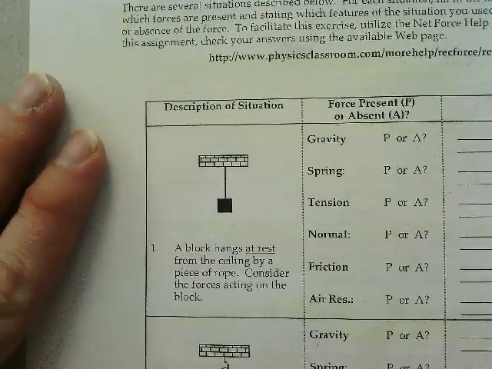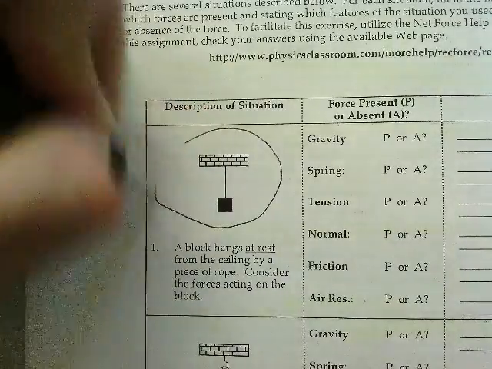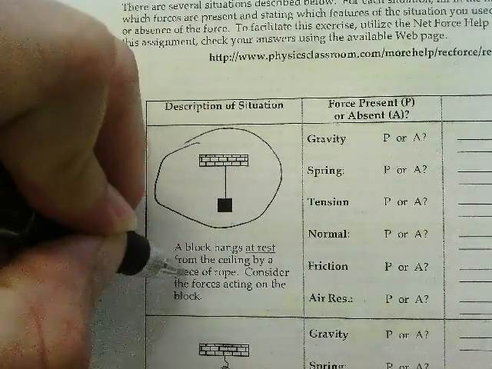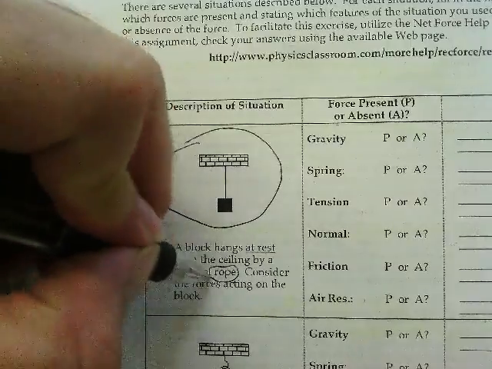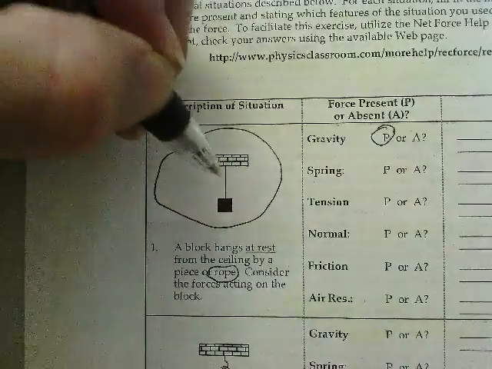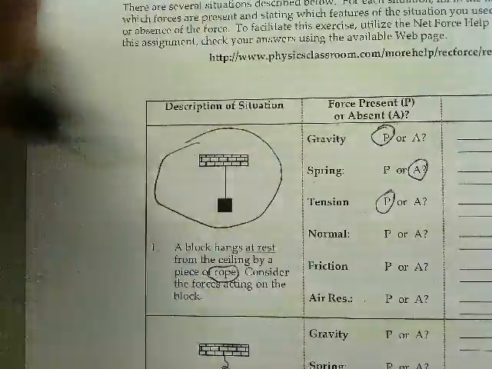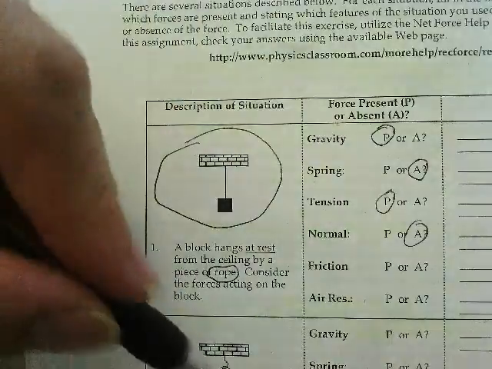All right, so we'll take this and say whether or not each force is present. We have a block hanging at rest from a piece of rope. So it's hanging, so force of gravity is present. Spring, no spring. Tension, yes, because we have a rope. Normal, no, no object resting on another object. Friction or air resistance, no, it's at rest.